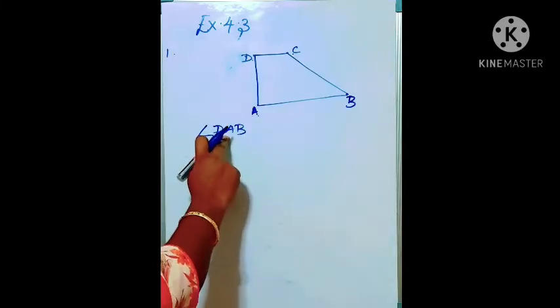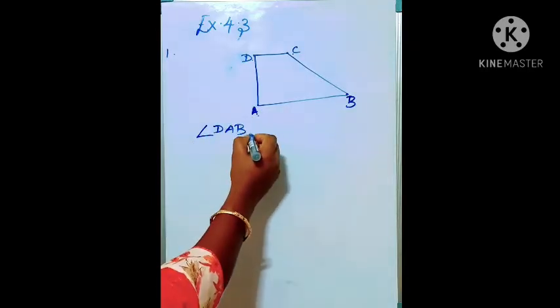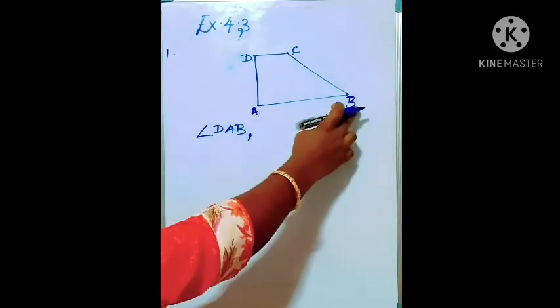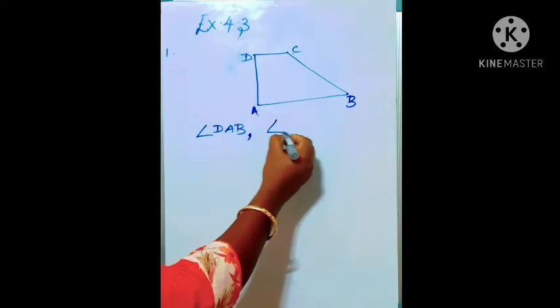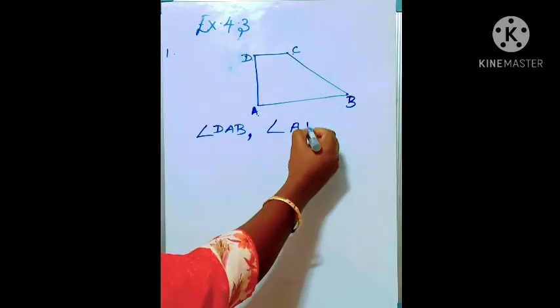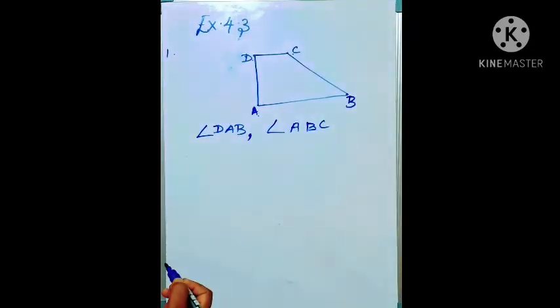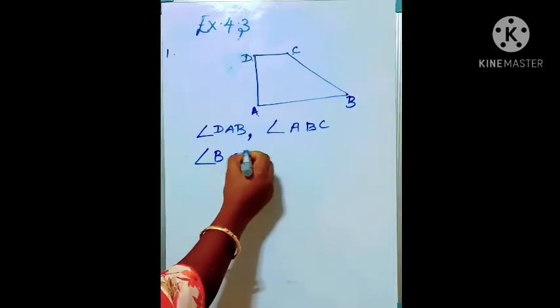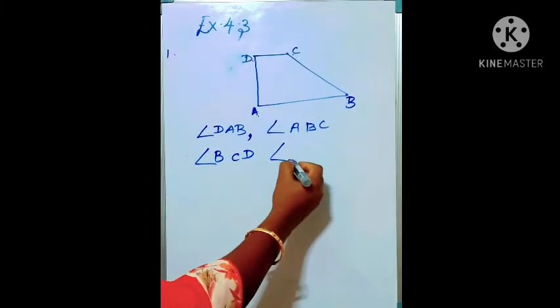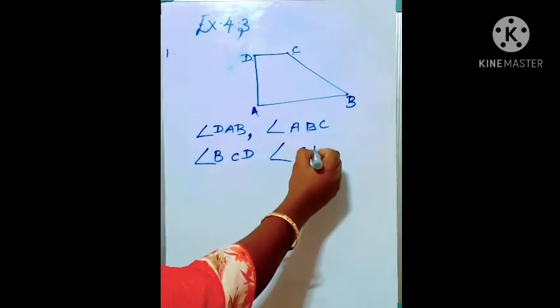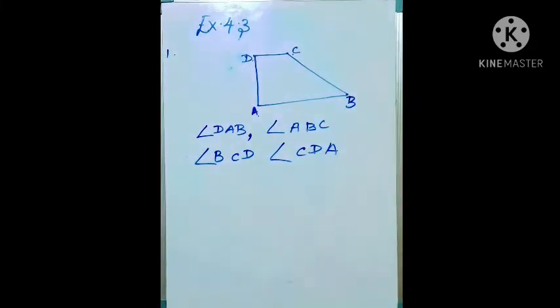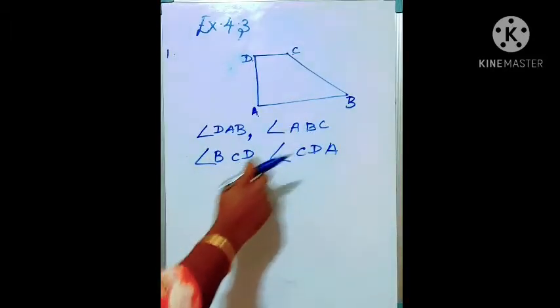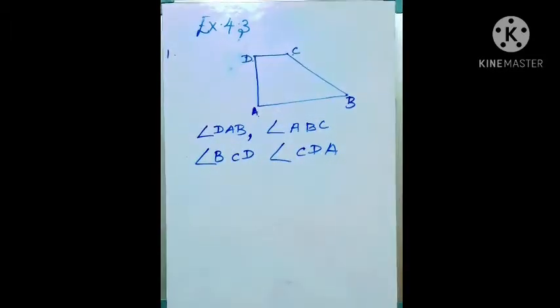The vertex should be in the middle. Next, what can you write? To start with, B should be in the middle. How to make it? A, B, C. Next, C should be in the middle. So B, C, D. Next, D should be in the middle. So what will you start with? C, D, A. Is it clear? Now A, B, C, D. All the angles are covered. Understand? Yes. Now you can mark this in the book itself.